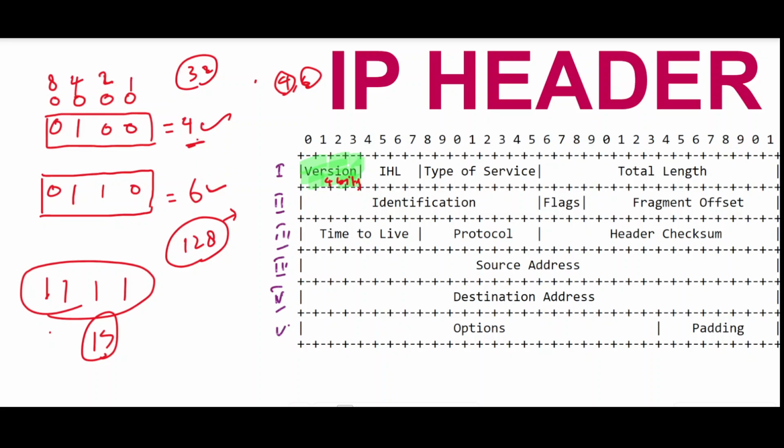But there is conversion available for this. So this is 4 bits. Do you know why we use it? To indicate the format of the IP header. So we use the version field to indicate the format of the IP header. Okay. This is a representation only. Now in the next video we will tell you about internet header length.